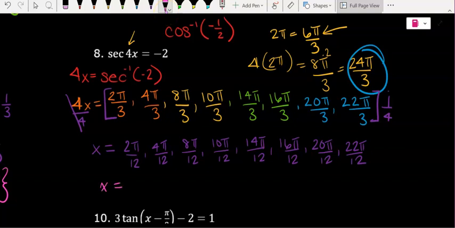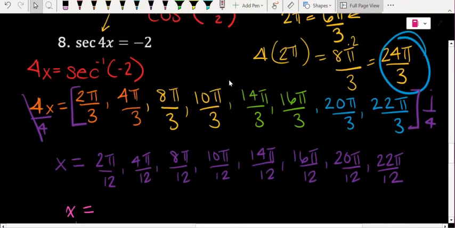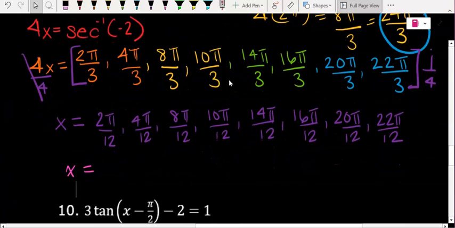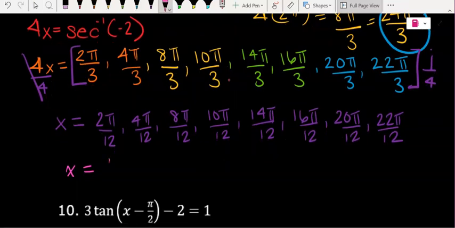Because we don't write fractions that are not reduced as our final answer. So I'm going to go ahead and reduce each one of these, and so that's going to get me pi over 6, pi over 3. That's going to get me 4 pi. Oops, sorry, nope, just kidding. I can math. That's going to get me 2 pi over 3.